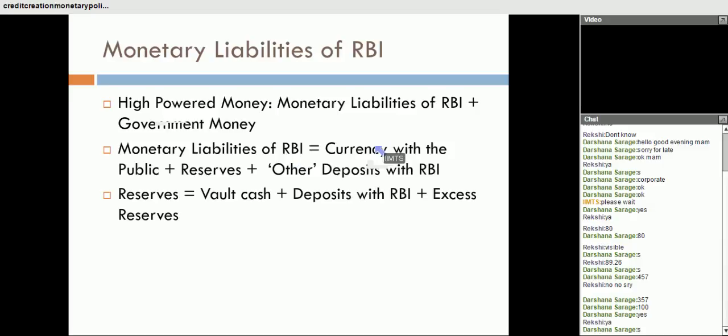What are the other liabilities? Currency with the public, the reserves, and other deposits with RBI. Every bank keeps a certain reserve, like in this process of credit creation, that 20% was the cash reserve ratio. The basic purpose of the reserve is to meet any unfortunate circumstances and to maintain the desired liquidity level of the economy and the bank. So, that reserve plus the other deposits with RBI. So, reserves is equal to vault cash plus deposits with RBI plus excess reserves.